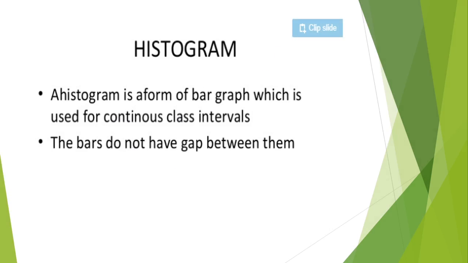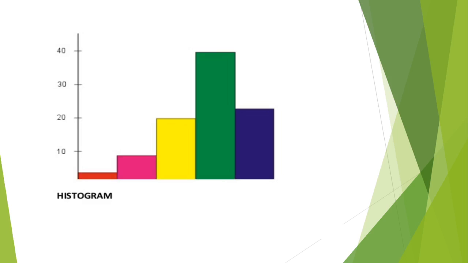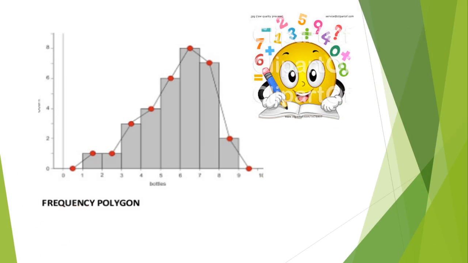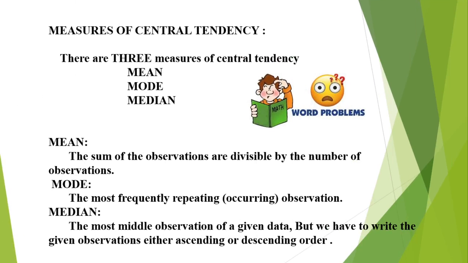See here, histogram. A histogram is a form of bar graph which is used for continuous class intervals, meaning there is no gap between the bars. Here we have a small example for a histogram, so there is no gap between red, pink, yellow, green and blue. And here is a small example for a frequency polygon. In a histogram, if you join the midpoints of the bars using a scale, it is a frequency polygon. And here, measures of central tendency, the most important measures.